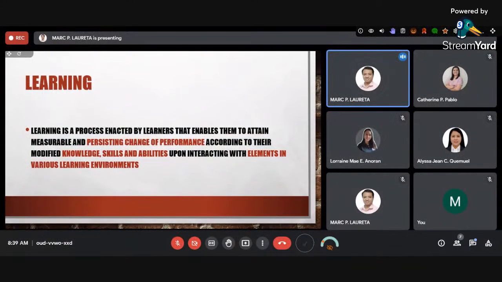Okay? So what is learning? Basically, when we are referring to learning, it is a process enacted by learners that enables them to attain measurable and persisting change of performance according to their modified knowledge, skills, and abilities upon interacting with elements in various learning environments. So there are a couple of keywords in this statement.